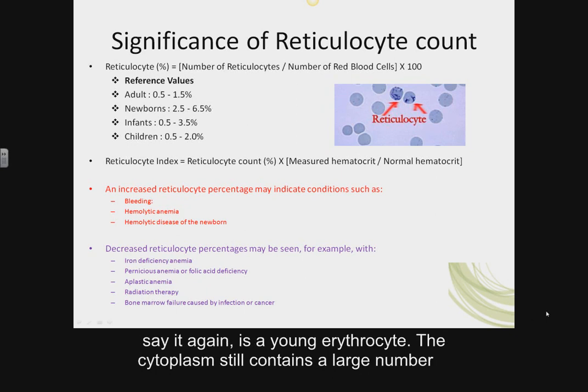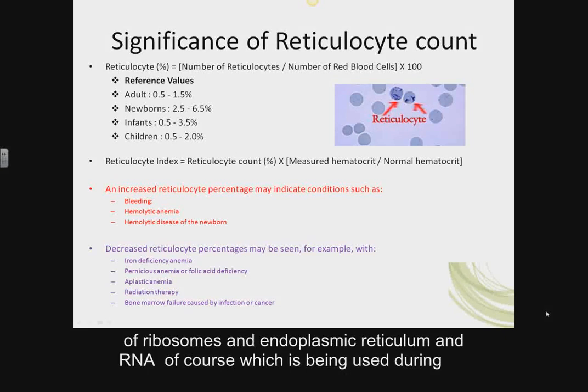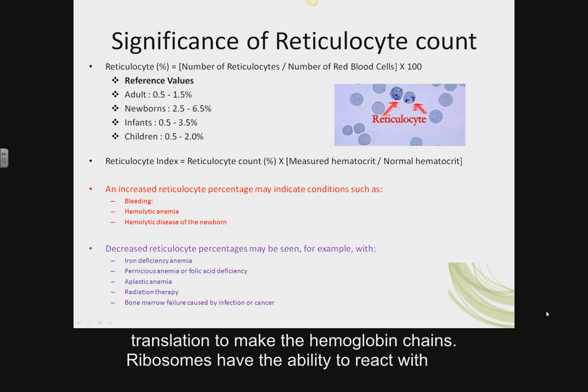Reticulocytes, just to say it again, are young erythrocytes. The cytoplasm still contains a large number of ribosomes, an endoplasmic reticulum, and RNA, of course, which is being used during translation to make the hemoglobin chains.